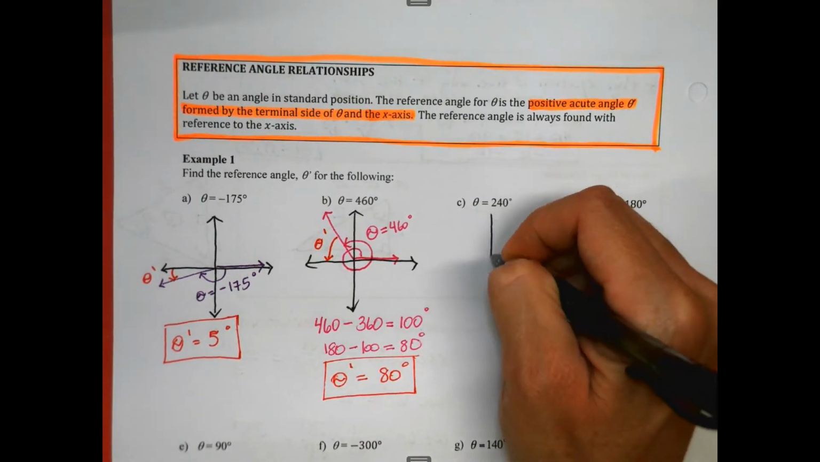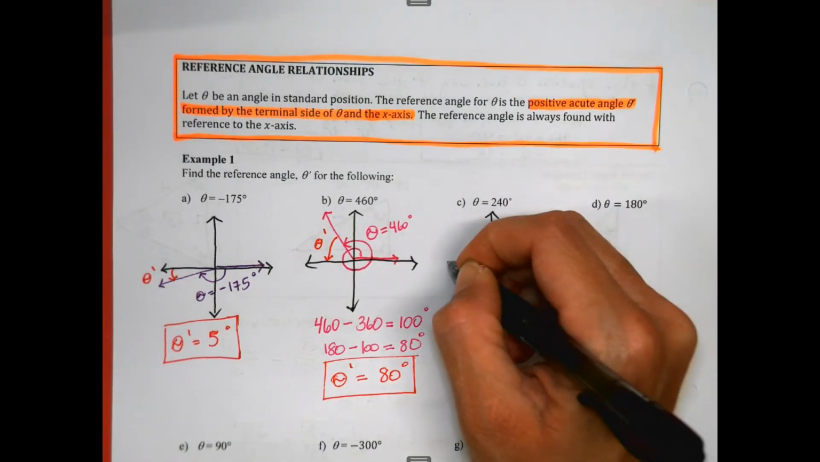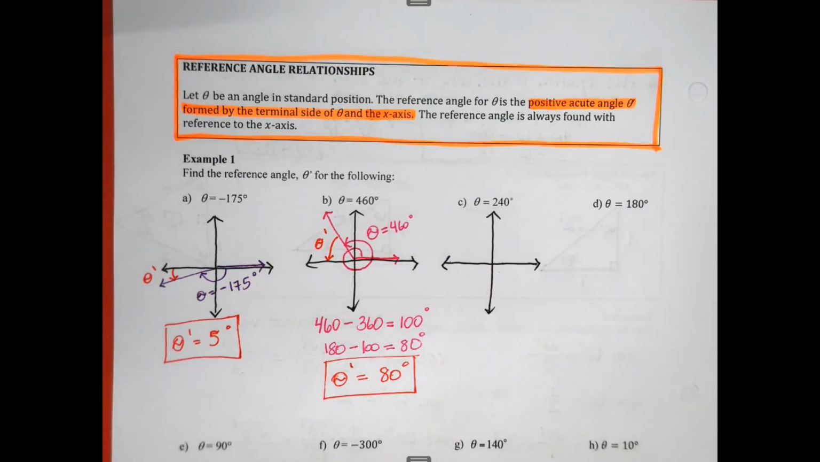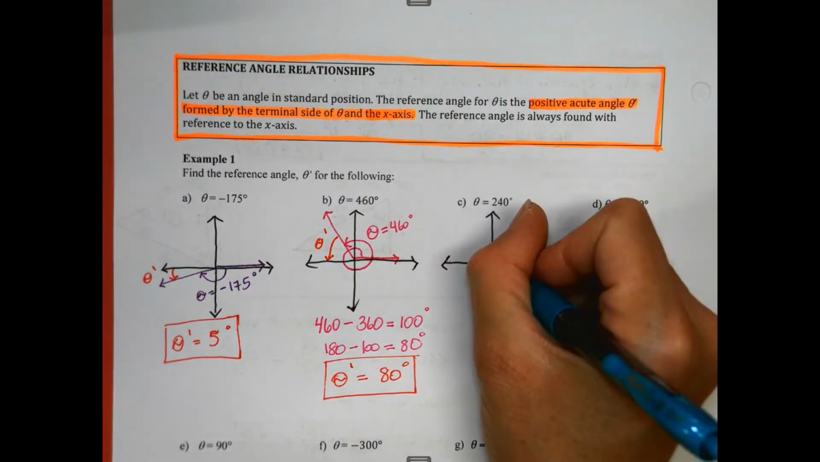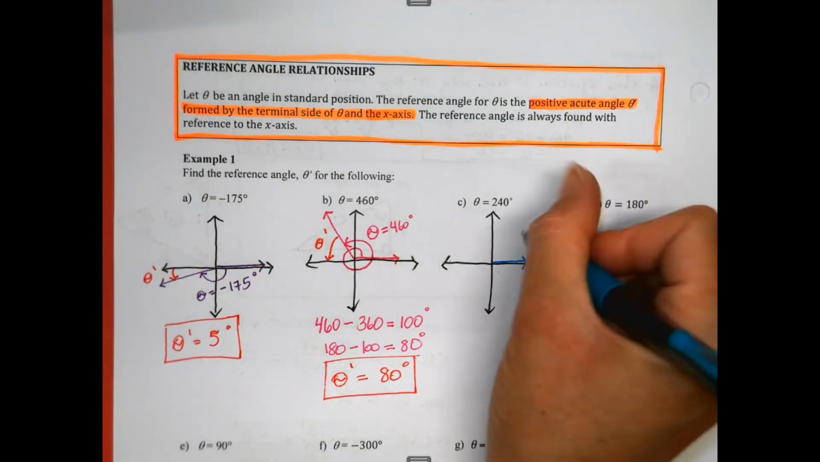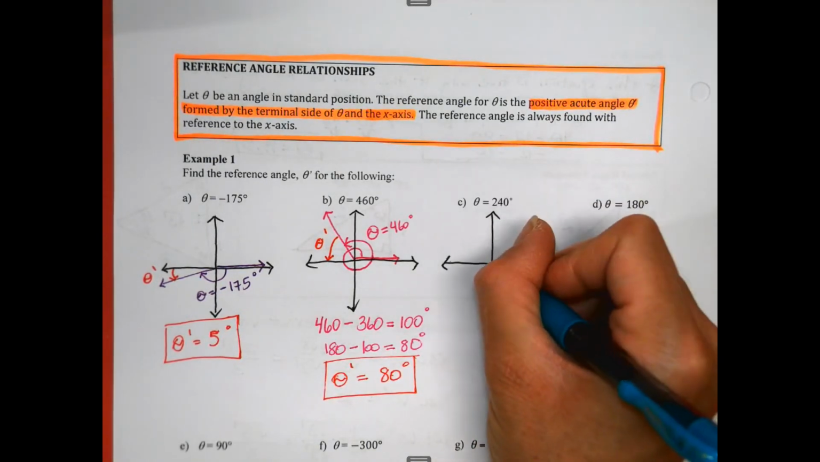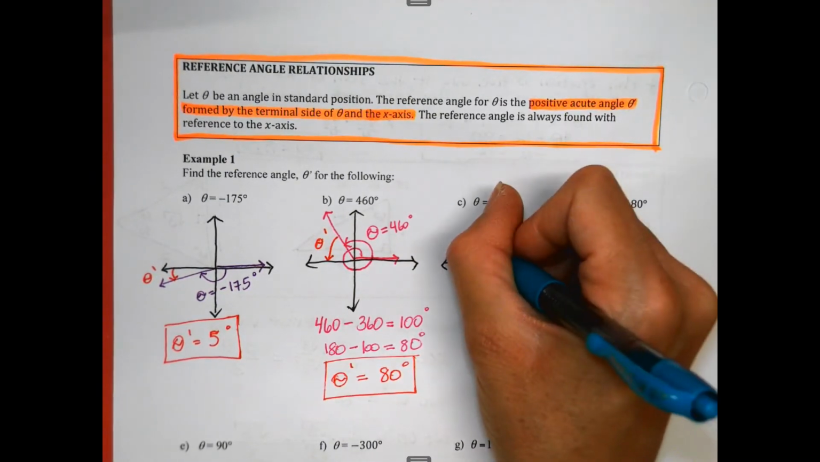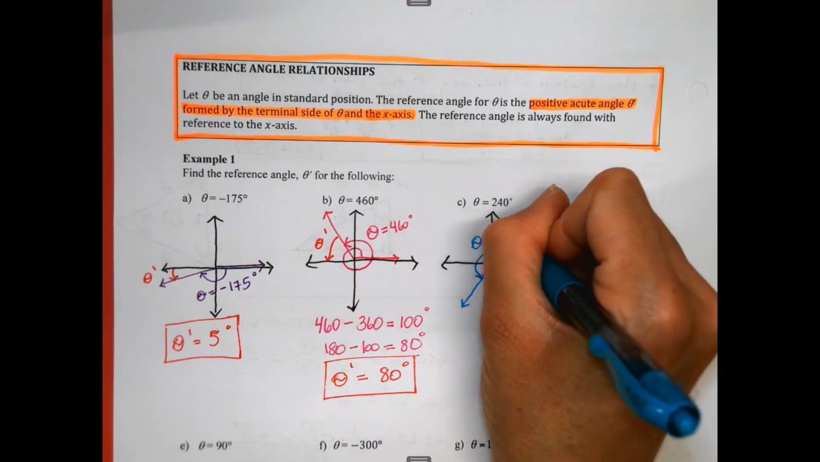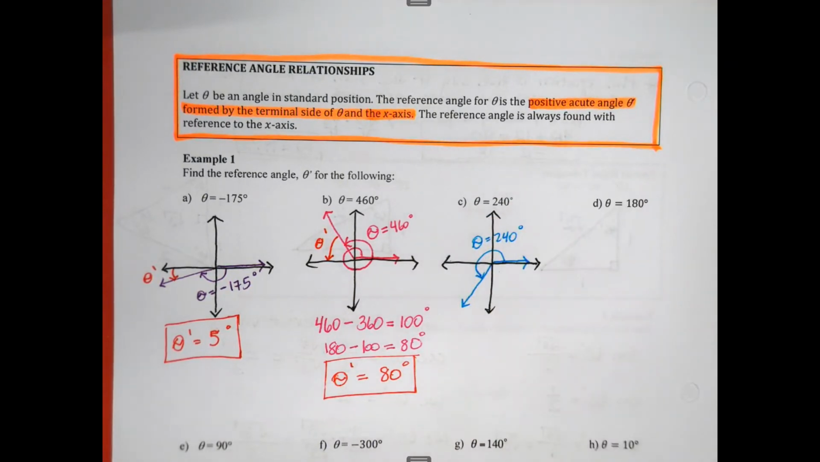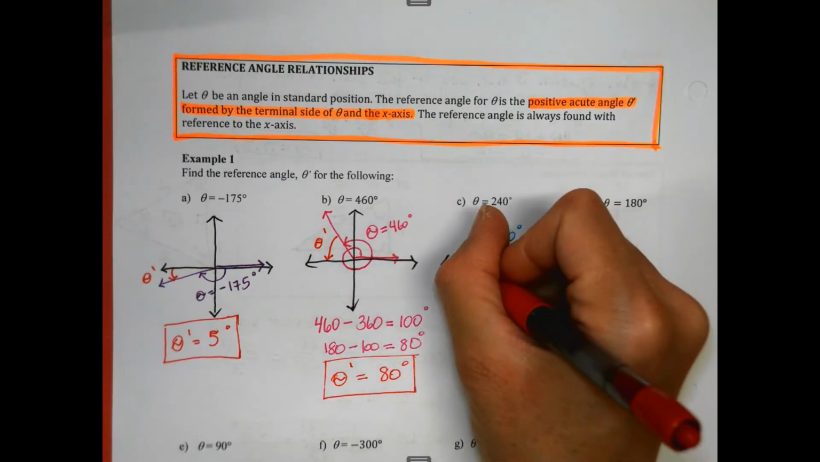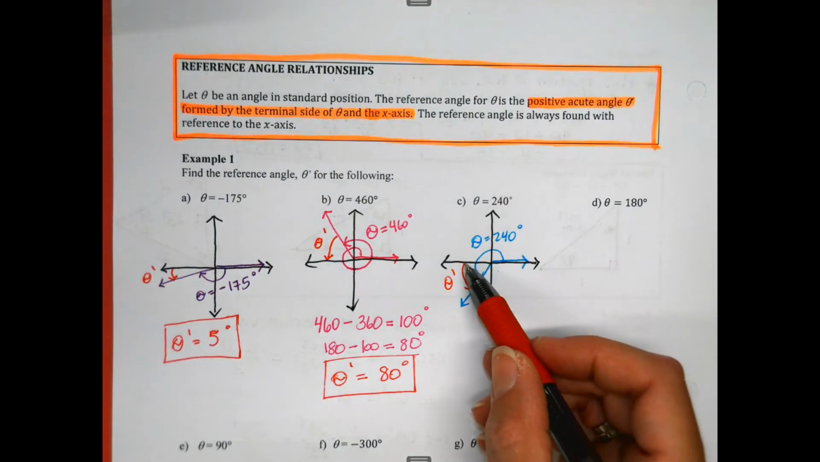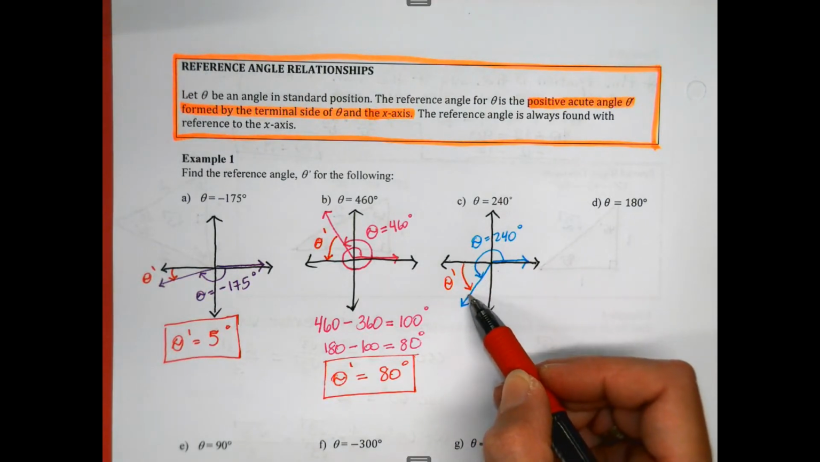For part C, we have an angle of 240 degrees. So this angle starts on the positive x-axis. It rotates counterclockwise and ends in quadrant number 3. And so we want to know, what is this angle here? The angle between 180 and where our terminal side is.